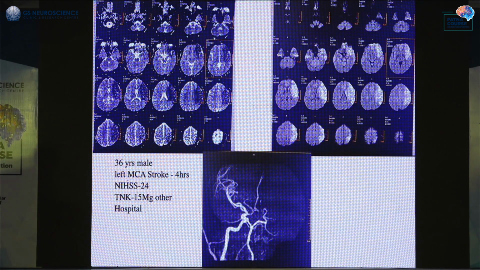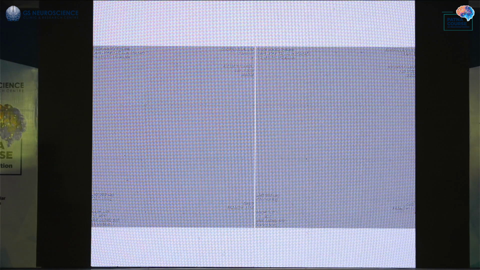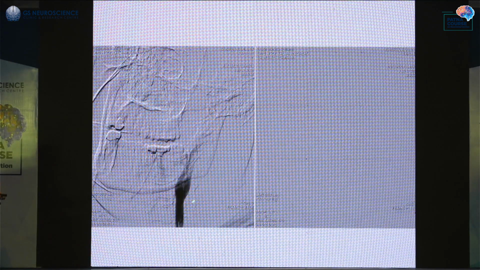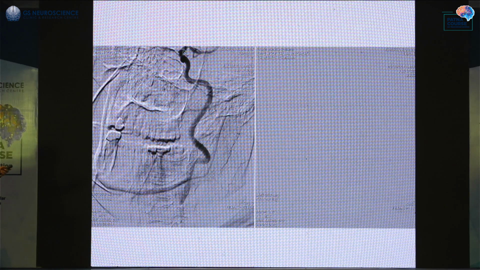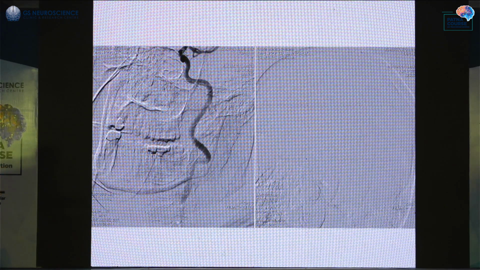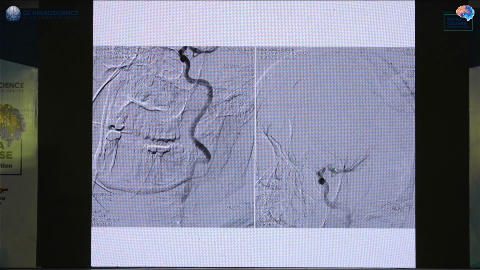You can see that the ICA is completely occluded on the left side. We took this patient directly to the cath lab. This is from the neck CCA angiogram. Okay. And this is the intracranial. So there is something there, and beyond the occlusion, there is a flow. So the partially occluded thrombus, and beyond there is a flow.